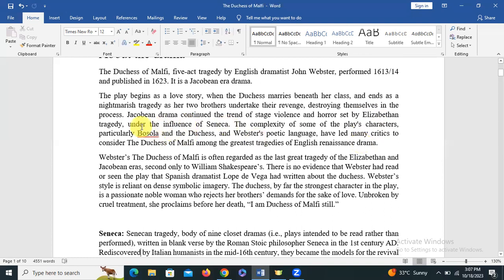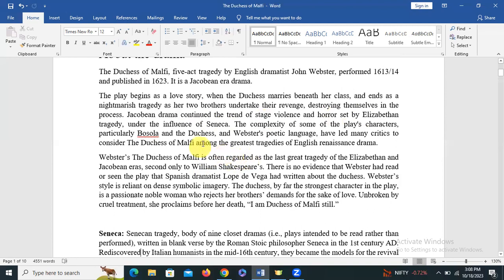So Jacobean drama continued the trend of stage violence and horror set by Elizabethan tragedy under the influence of Seneca. And what is Seneca? I'm going to tell you. The complexity of some of the play's characters, particularly Bosola and the Duchess, and Webster's poetic language have led many critics to consider The Duchess of Malfi among the greatest tragedies of English Renaissance drama.